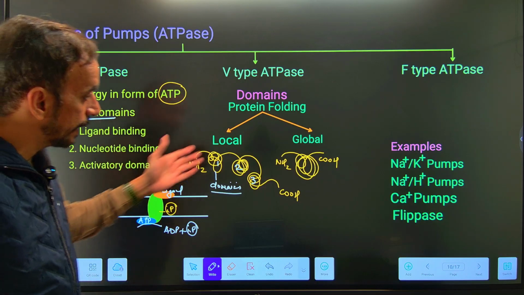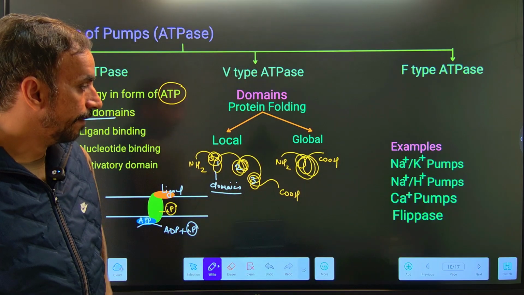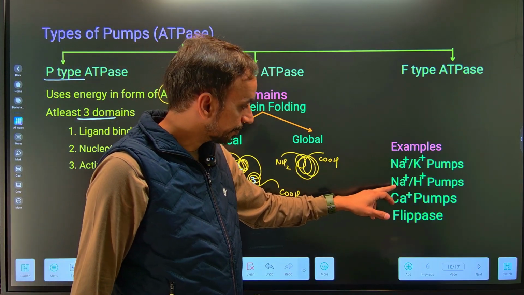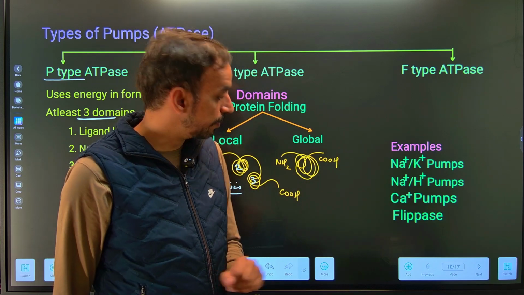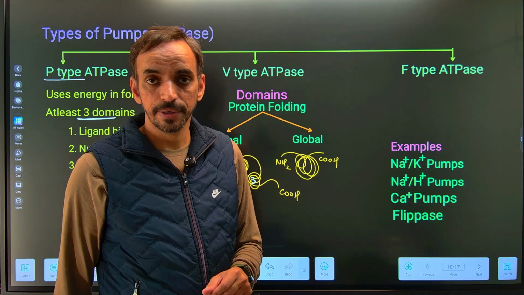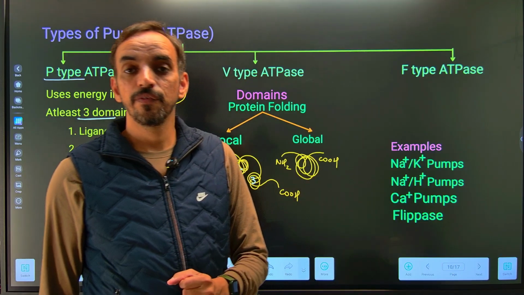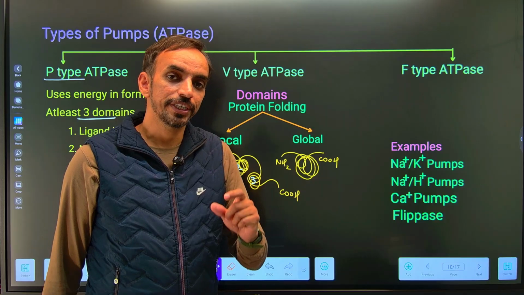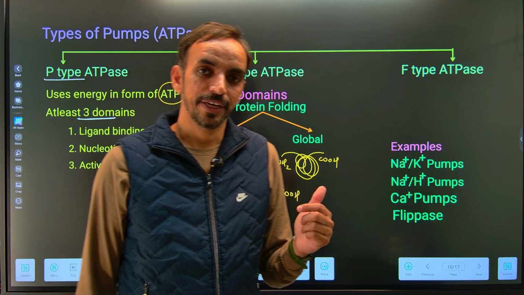So if we talk about the examples of these P type pumps, we are having sodium potassium pump, sodium proton pump in case of plants, we are having calcium pumps, and there is a presence of flippase. Flippases are also types of P type ATPases.